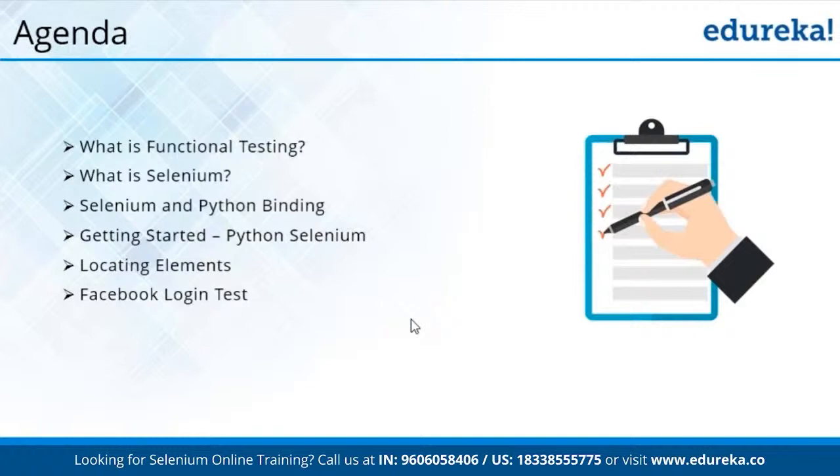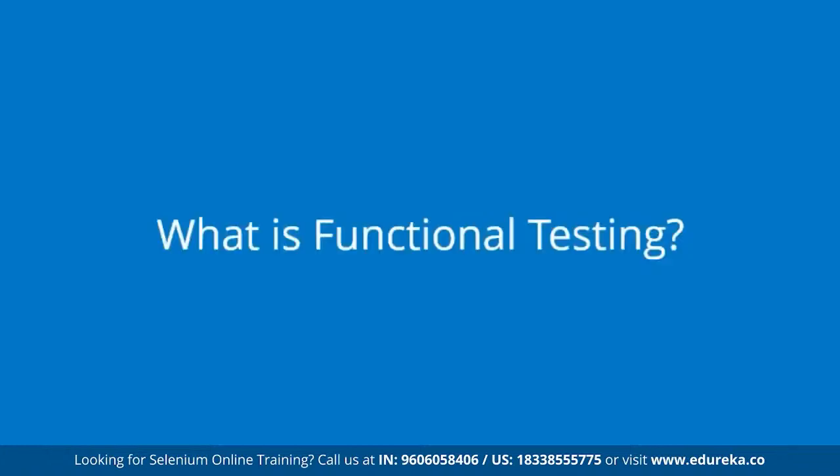Then we'll start looking at the script. We'll try and understand the script a little bit. Then we'll try and understand what types of locator techniques are available. A little gist I'll give you in today's session, wherein I'll explain how to find locators and what the prerequisites are. What you will learn today is how to work with locators, how to find the locators, and then we will write a Facebook login test script. Moving ahead further, what is functional testing?